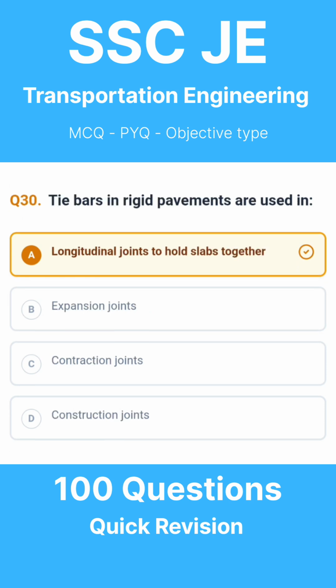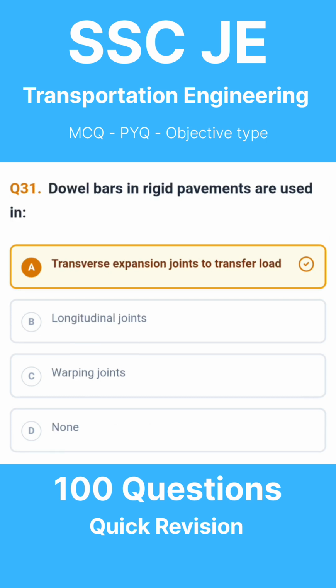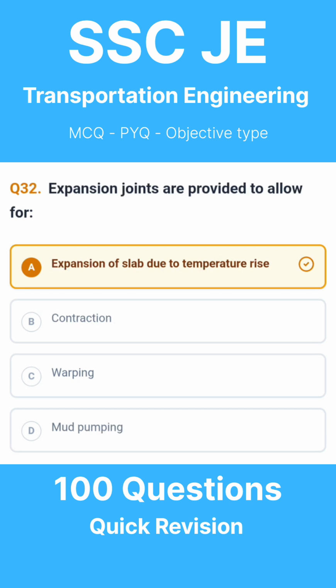Question 30. Tie bars in rigid pavements are used in. The correct answer is longitudinal joints to hold slabs together. Question 31. Dowel bars in rigid pavements are used in. The correct answer is transverse expansion joints to transfer load. Question 32. Expansion joints are provided to allow for. The correct answer is expansion of slab due to temperature rise.